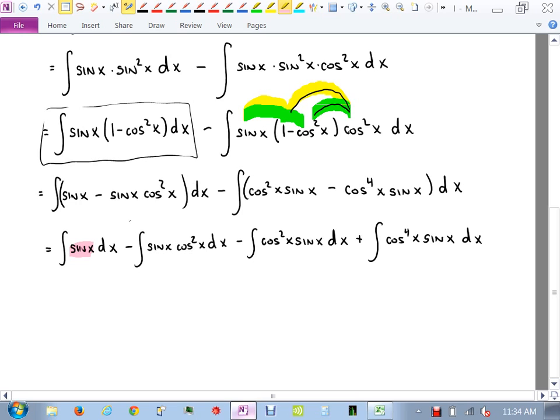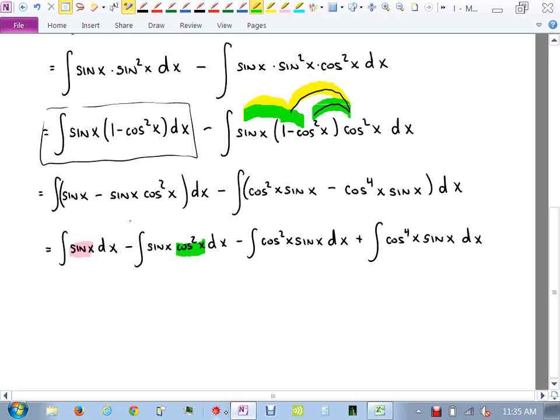Every other integral is a basic substitution. Do you see something in its derivative? Look at this first integral right here. Don't I have cosine x right here? What's the derivative of cosine x? Negative sine x, right? Do I have a sine x by itself, dx?